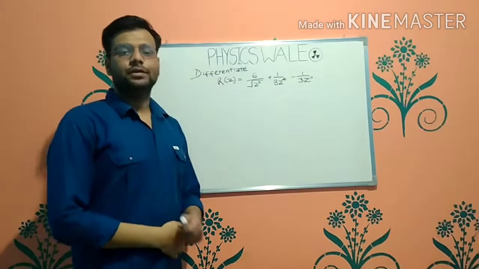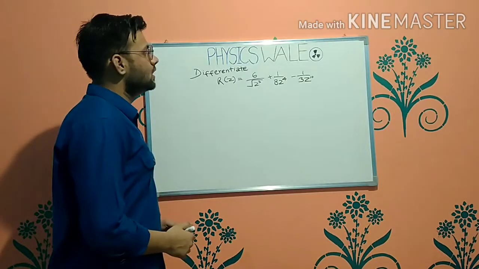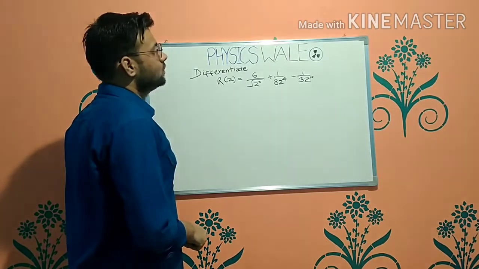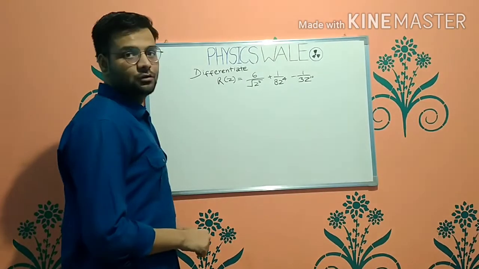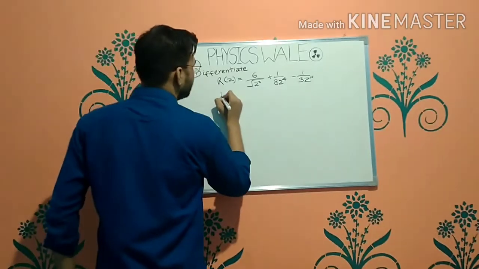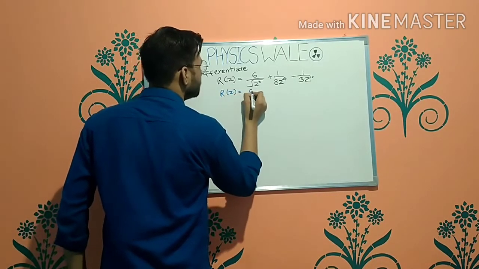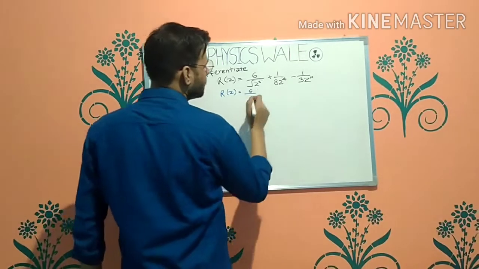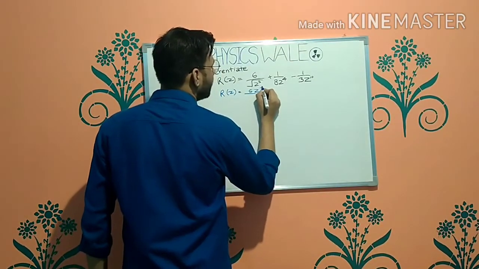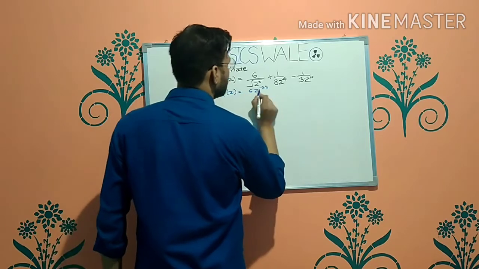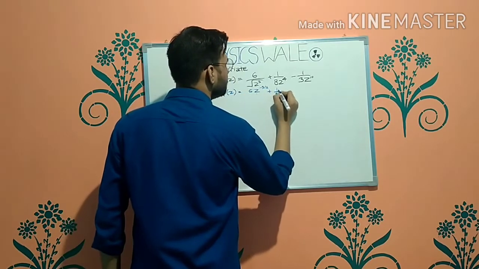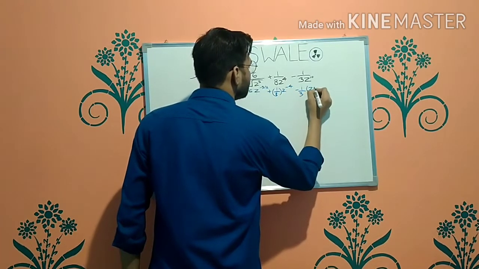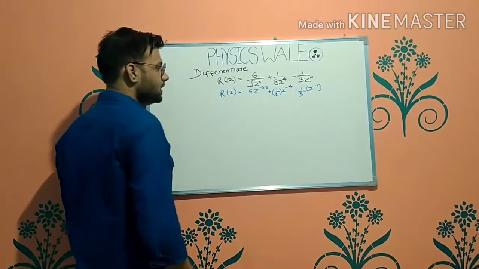Now let us take the next problem. So the next problem is differentiate r of z equal to 6 divided by square root of cube of z plus 1 upon 8 times z to the power 4 minus 1 upon 3 times z to the power 10. So we can simplify it and write like this. 6 divided by, this is z to the power 3 by 2. So in multiplication it becomes 6 times z to the power minus 3 by 2 plus 1 upon 8 times z to the power minus 4 minus 1 upon 3 times z to the power minus 10. Now we can simply differentiate it.